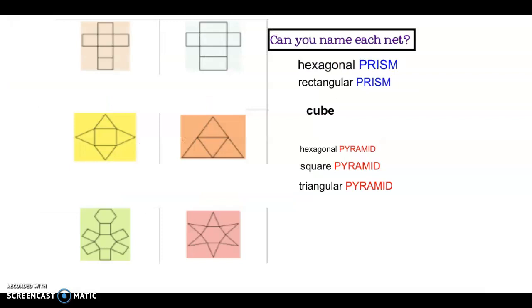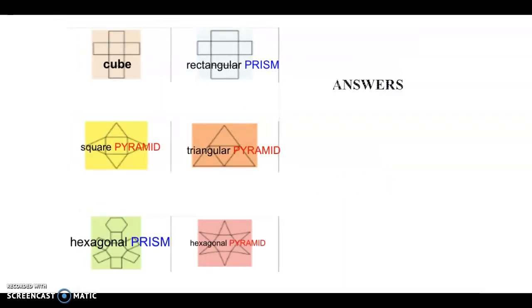We also looked at nets and did some cutting and folding, which was a lot of fun. See if you can name each net. Pause the video, and when you're ready, resume, and I'll show you the answers. So here are the answers. And hopefully you can easily see a pyramid with one base is different from a prism that has two bases.